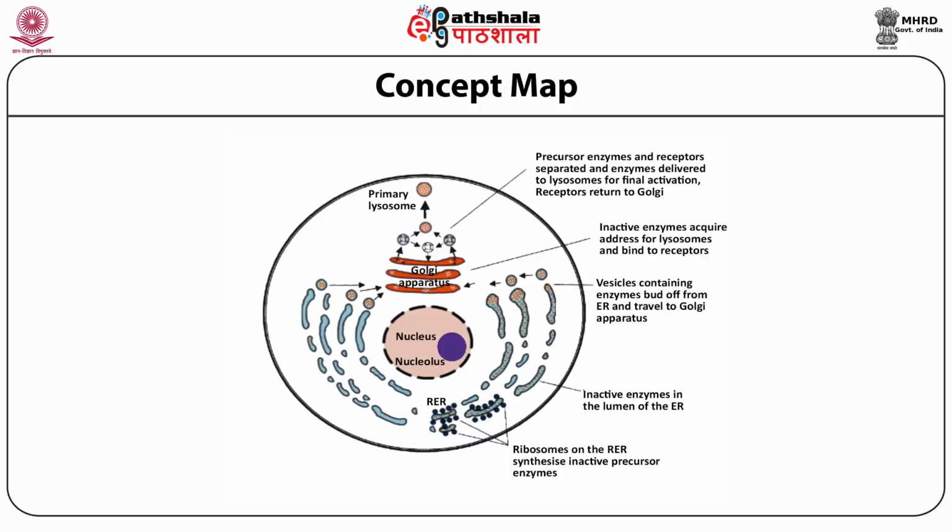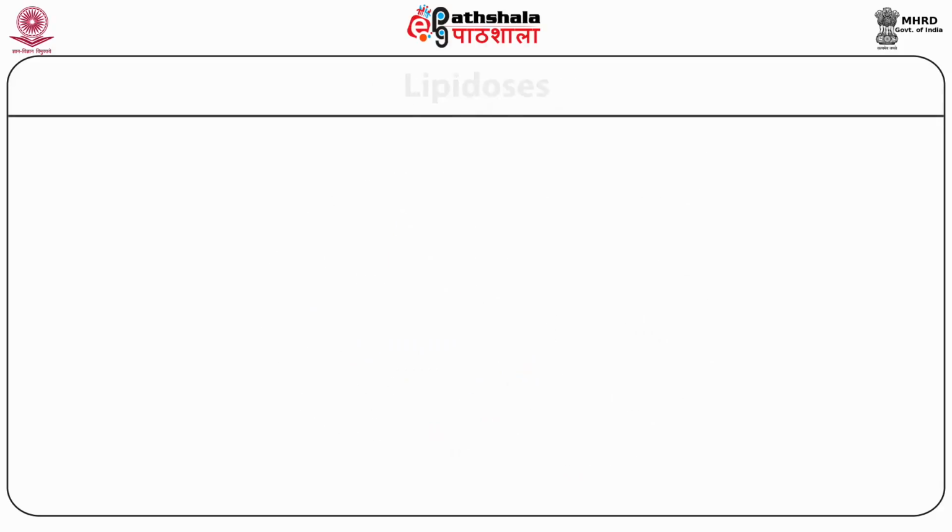We can see here the ribosomes on the rough endoplasmic reticulum. These synthesize the inactive precursor enzymes, which are further brought to the lumen of the endoplasmic reticulum, and then vesicles containing enzymes bud off from the endoplasmic reticulum and travel to the Golgi apparatus. From the Golgi apparatus, the inactive enzyme acquires an address for the lysosome and binds to the receptors. Then these receptors separate, the enzyme is delivered to the lysosome for final activation, and the receptor gets back to the Golgi apparatus.